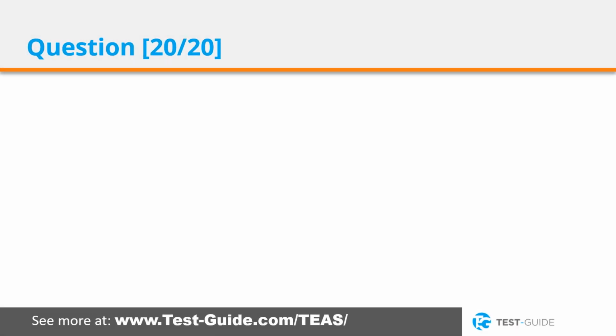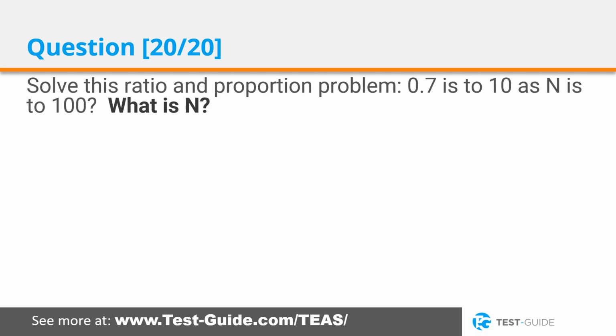Question 20. Solve this ratio and proportion problem. 0.7 is to 10 as n is to 100. What is n? 0.7, 7, 70, 700.